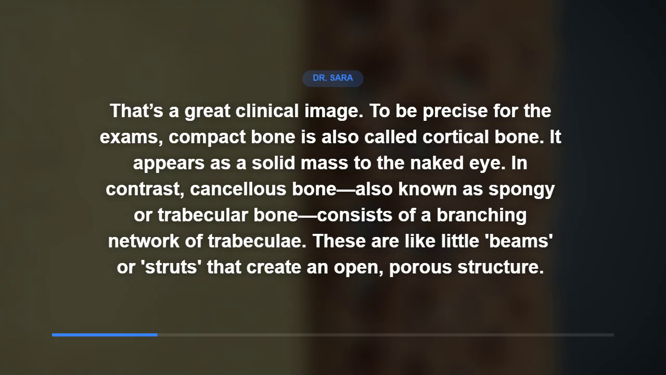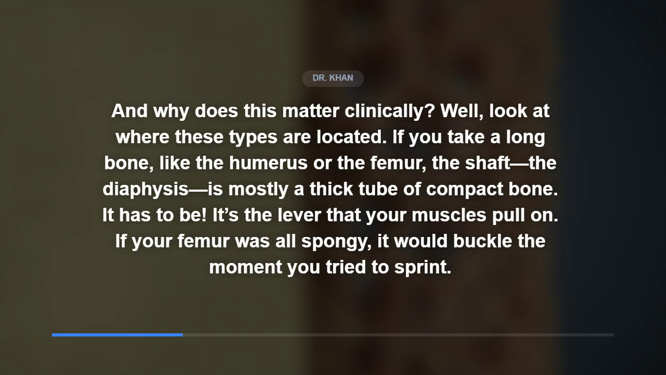To be precise for the exams, compact bone is also called cortical bone. It appears as a solid mass to the naked eye. In contrast, cancellous bone, also known as spongy or trabecular bone, consists of a branching network of trabeculae. These are like little beams or struts that create an open, porous structure.